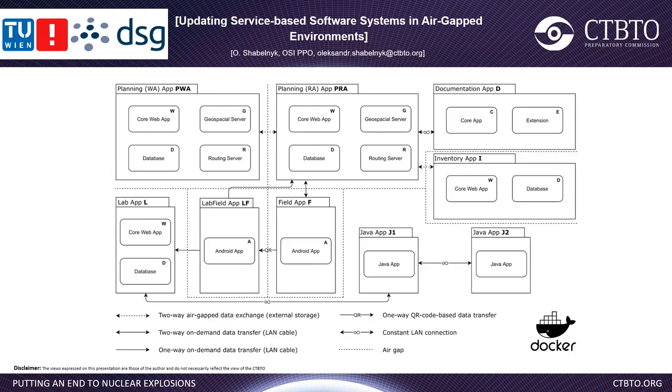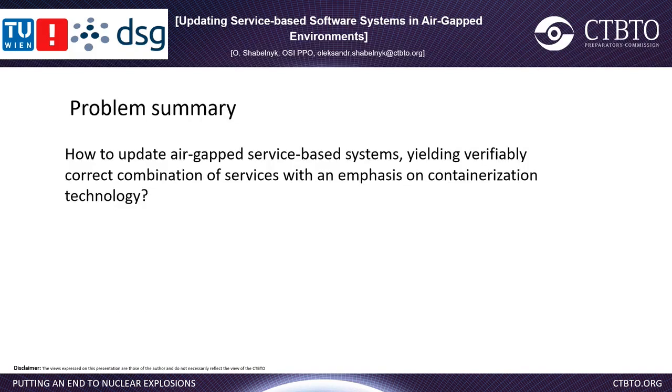Most of the application services are containerized. Here you can see that the applications exchange data, the arrow shows it, and the dotted line indicates an air gap. So in most of the cases, they exchange data through air gap. My intention of showing you this diagram is not to go into the details, but to demonstrate the high complexity we face. Let us summarize the problem in just one sentence. How to update air-gapped service-based systems yielding verifiably correct combination of services with an emphasis on containerization technology?